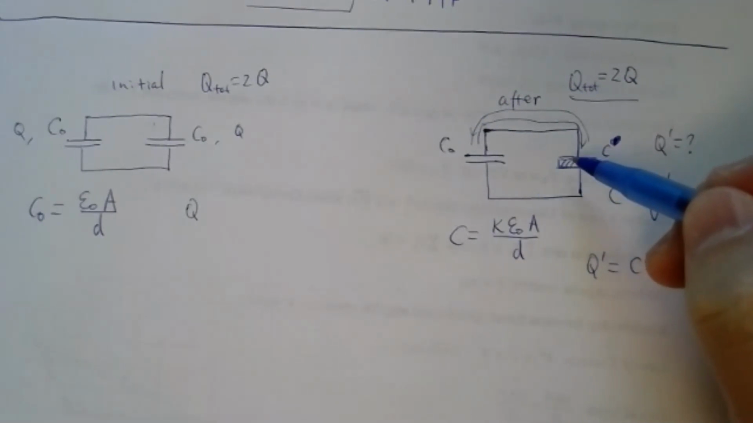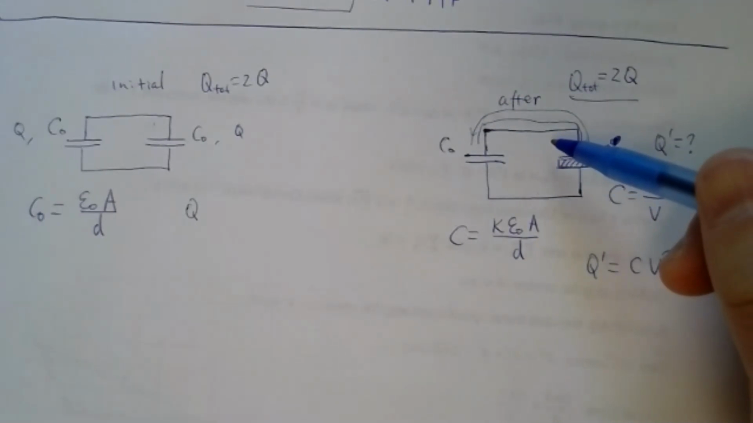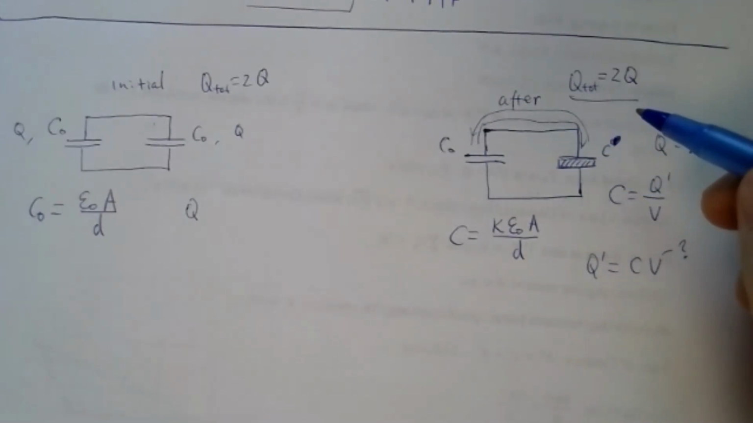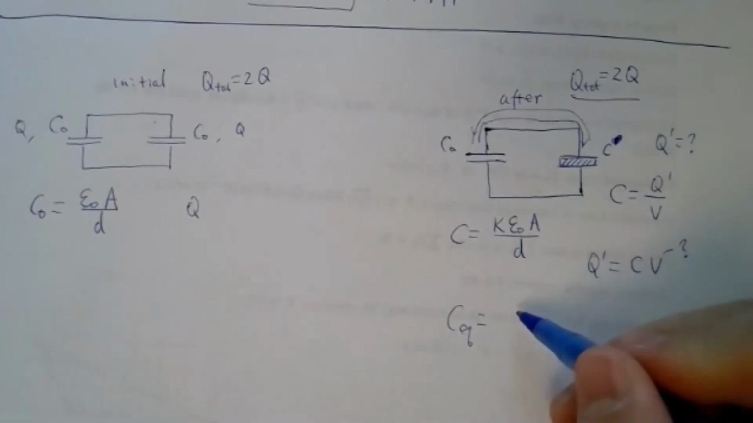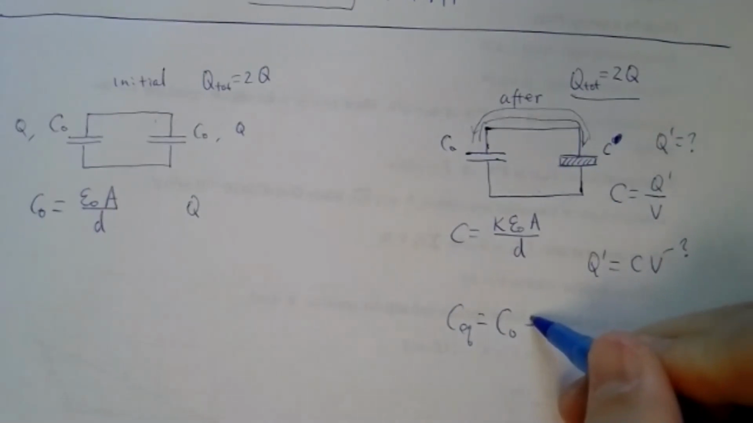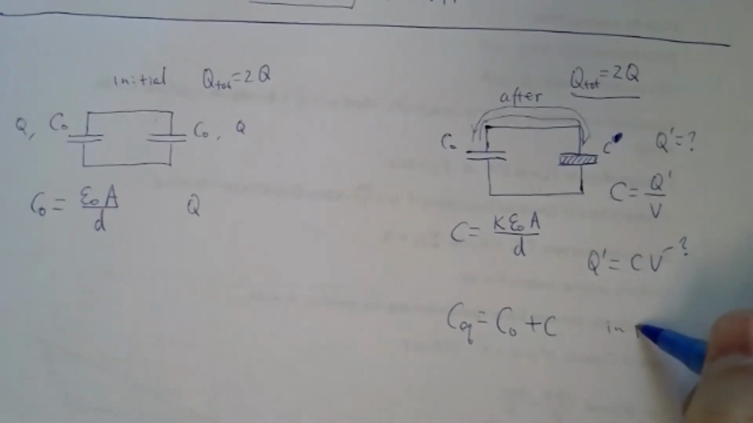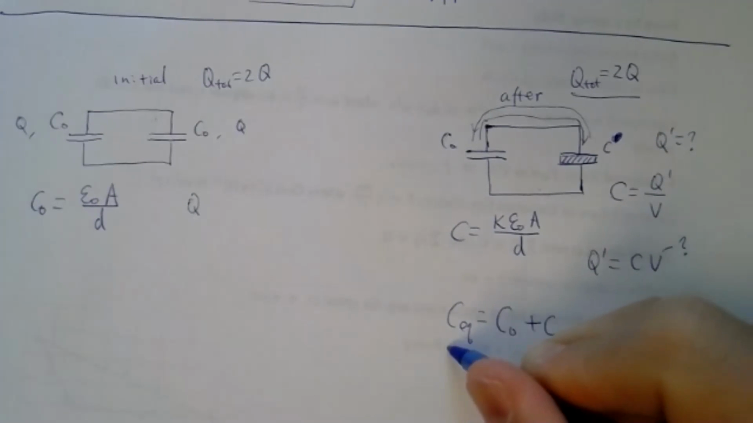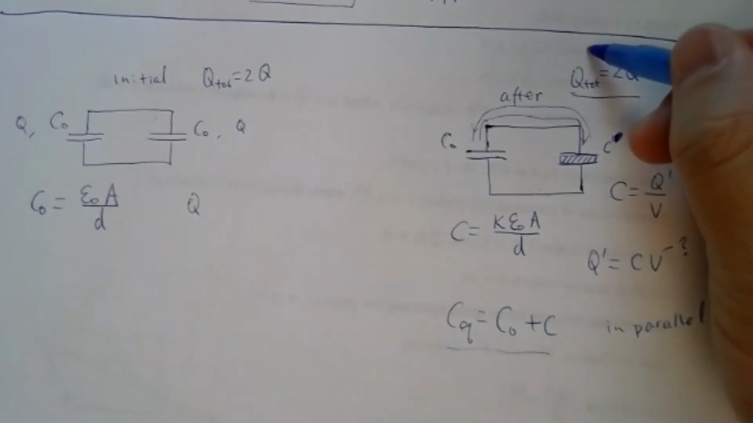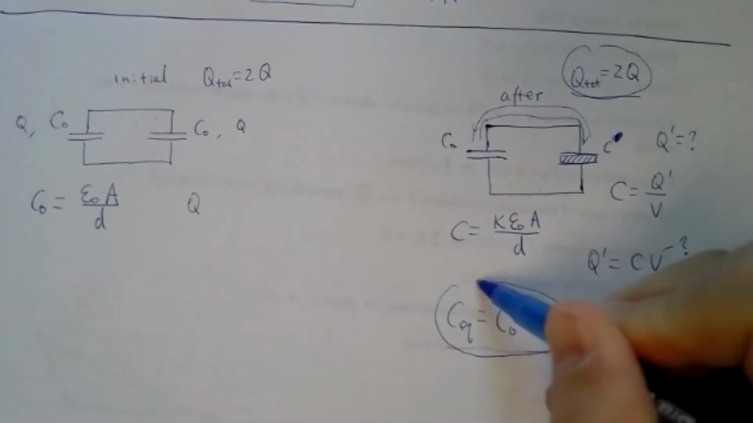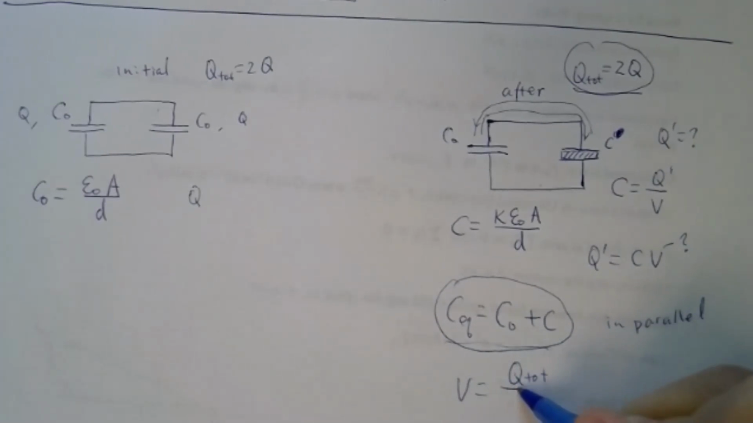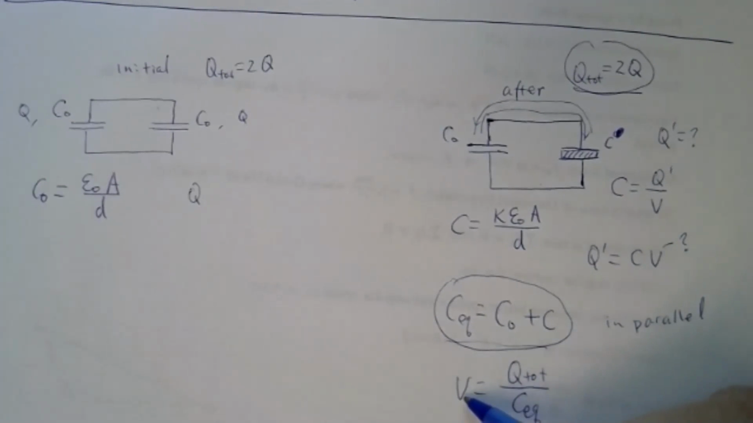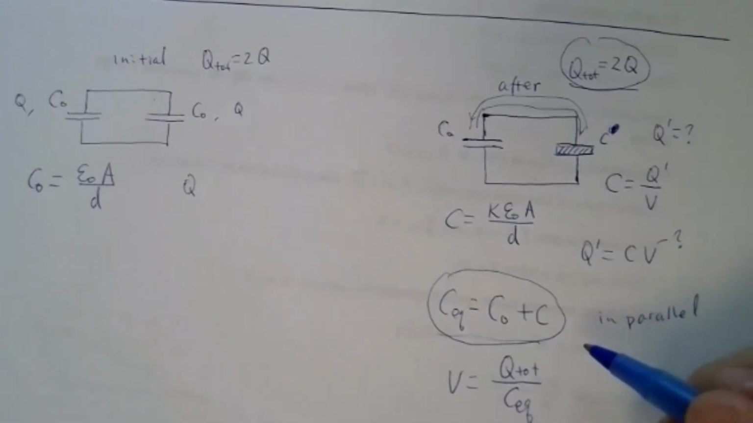In this configuration, we can see the two capacitors share the voltage, so they are in parallel to each other. Then the equivalent capacitance C_EQ, because they are in parallel, should be equal to one plus the other. Now, given the total Q and the equivalent capacitance, you can calculate the new V. V will be equal to Q total over C_EQ. It will be the same V for this guy and that guy.